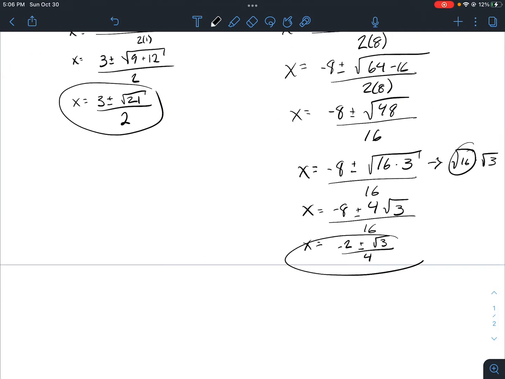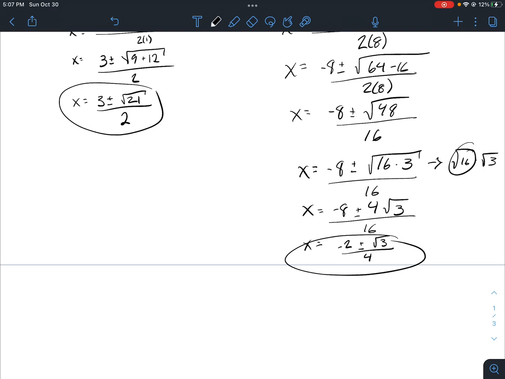So if you go into Desmos, find the points, you're going to have something equal to this. When you're doing these types of problems, it is a-okay to leave them as is. You do not have to simplify. You don't have to find what radical 21 is or radical 3.